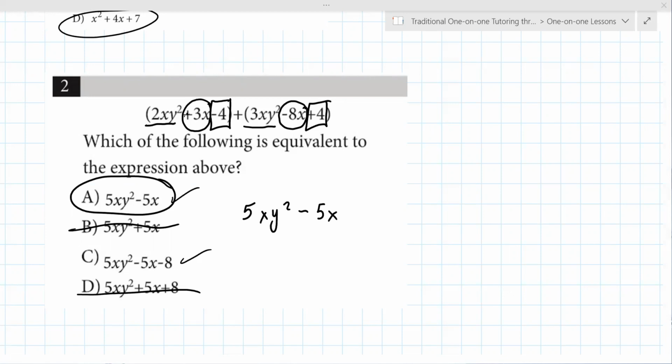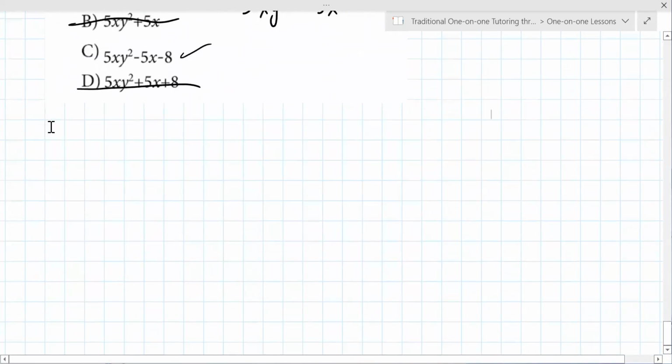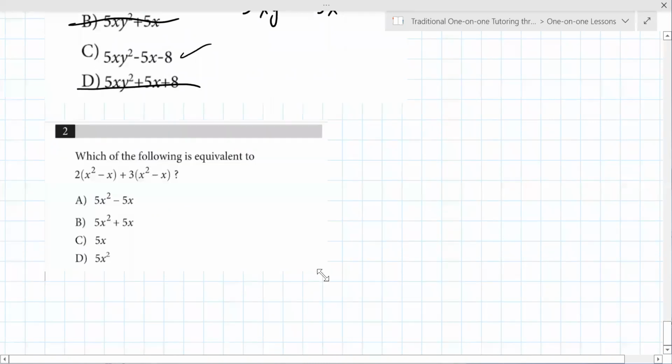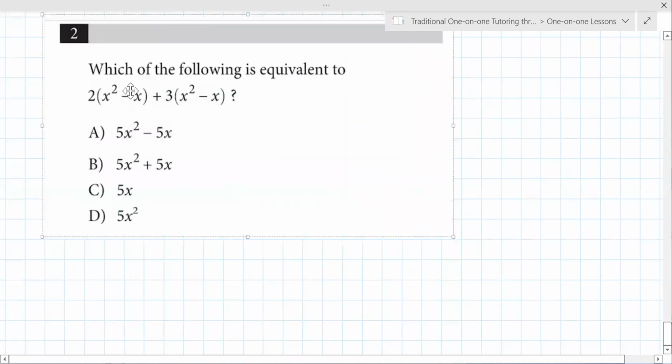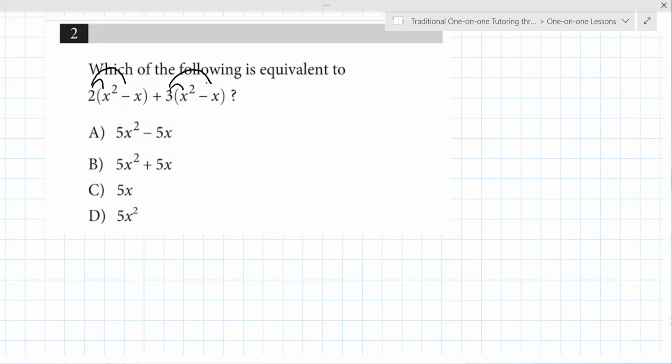All right, here's a good question. Which of the following is equivalent to? All right, so again, what I would do is work it out and then compare my answer. And I'll remind you when you're distributing, you distribute to both terms. Yep, remember that. So give this one a try on your own, please, and let me know when you got your final answer. Okay.